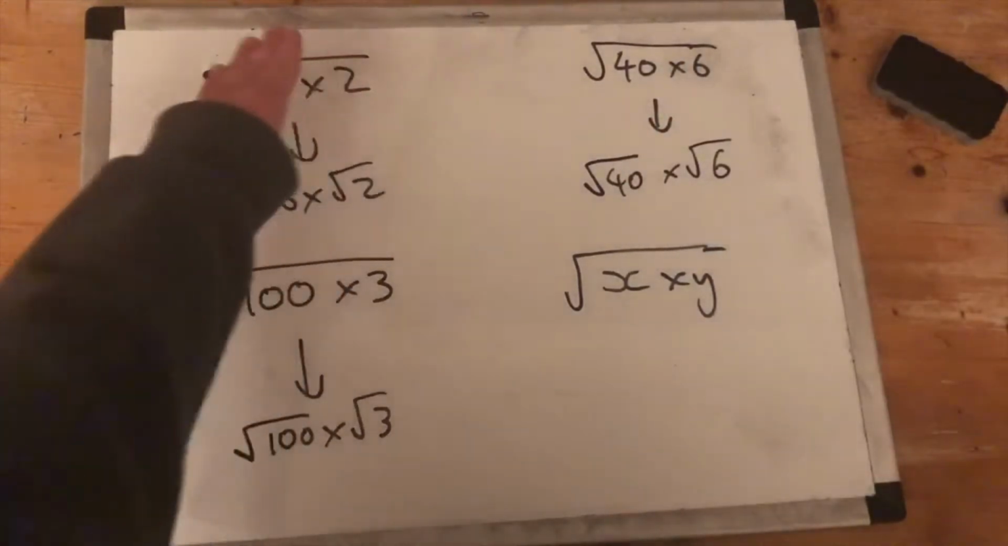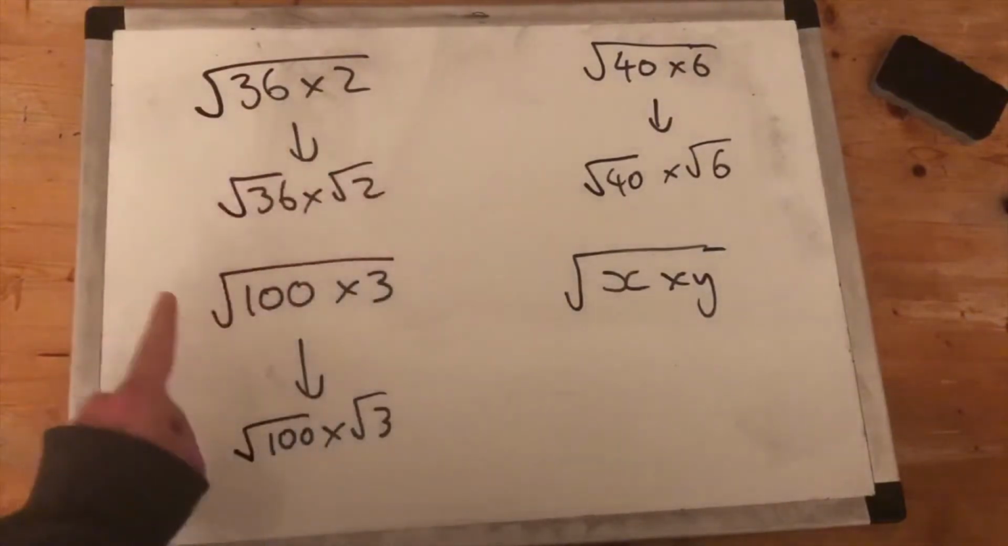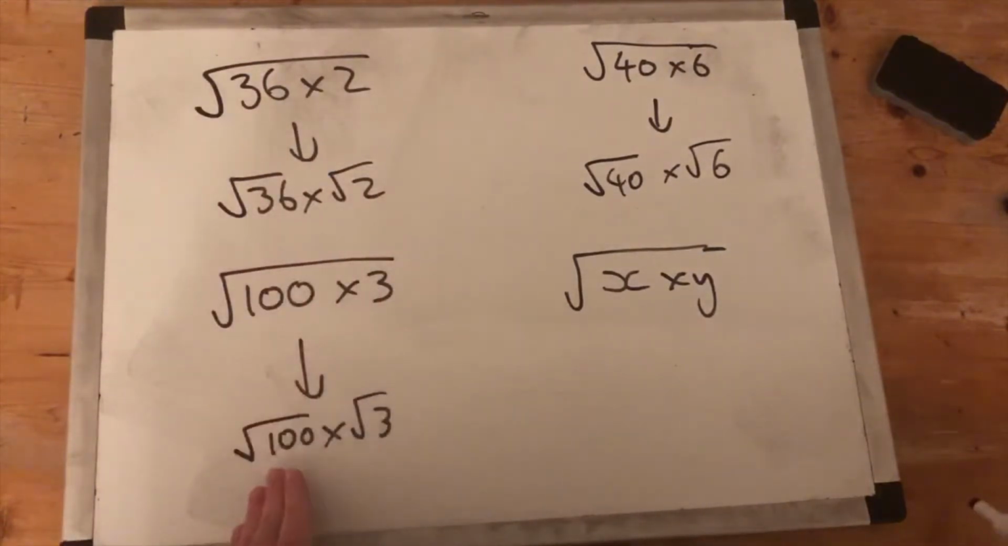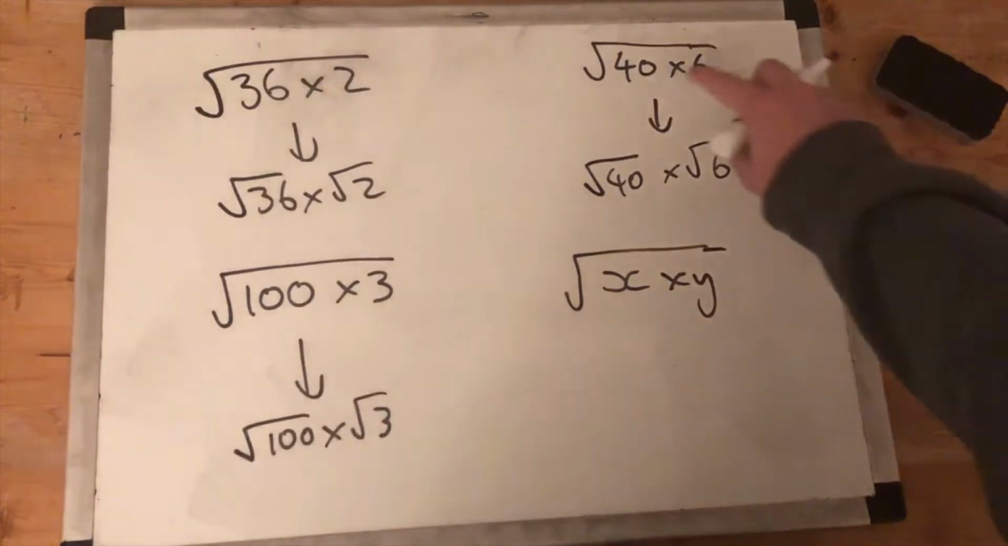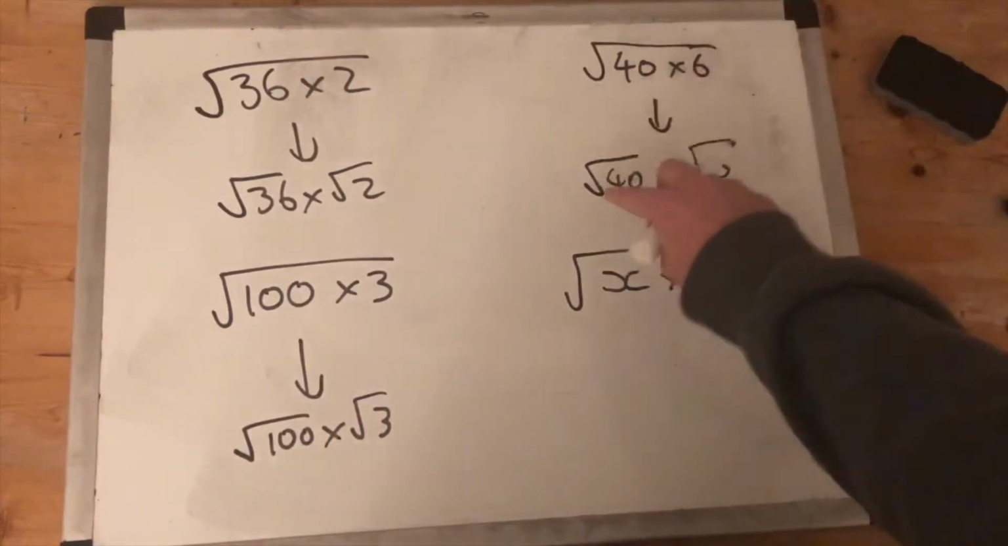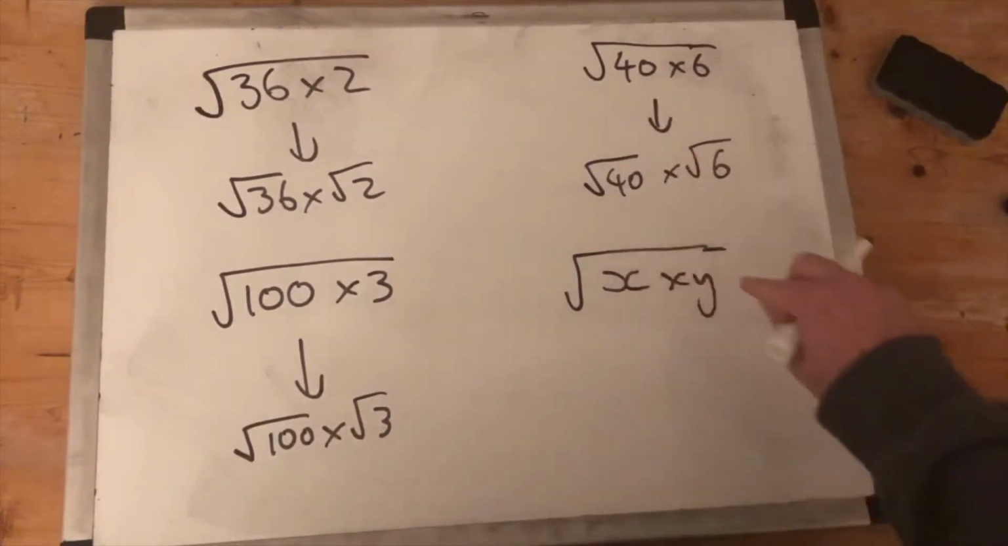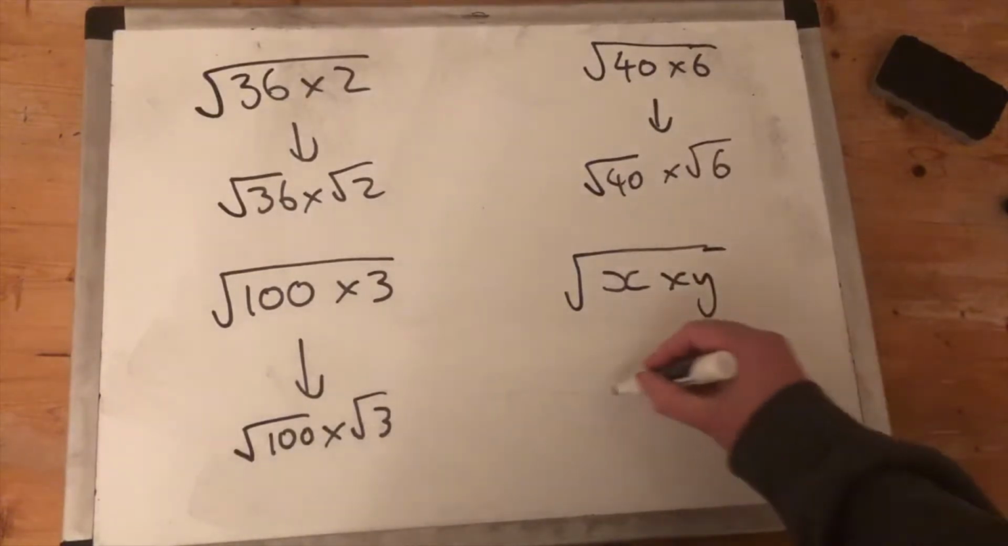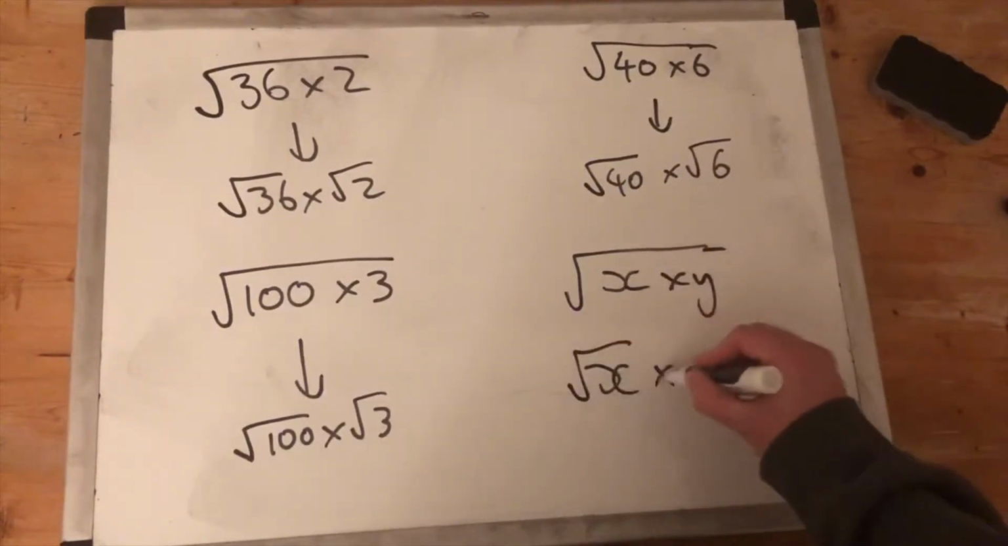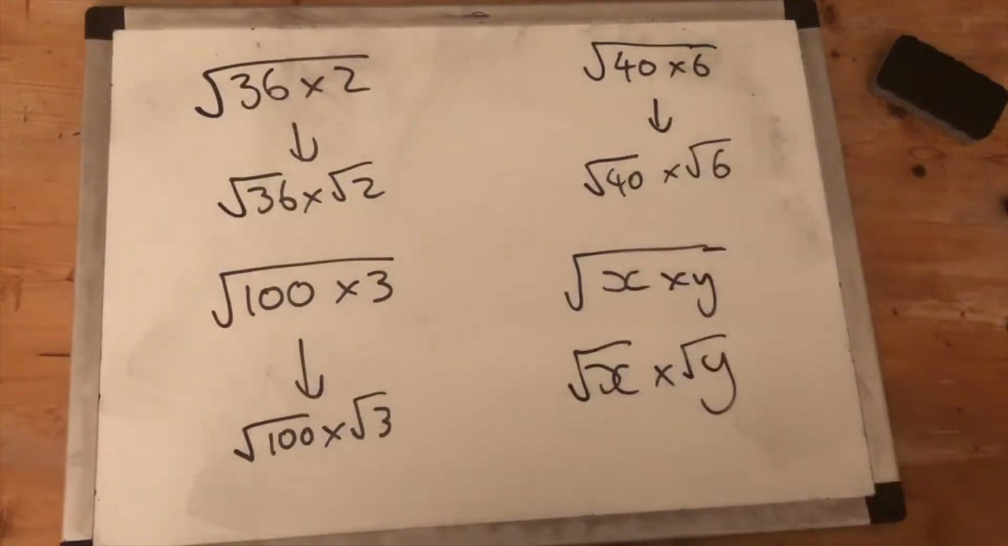Root 36 times 2 turned into root 36 times root 2. Root 100 times 3 turned into root 100 times root 3. Root 40 times 6 turned into root 40 times root 6. Root x times y, we can do this, root x times root y. Well, how does that help us with root 50? Let's have a look at this.